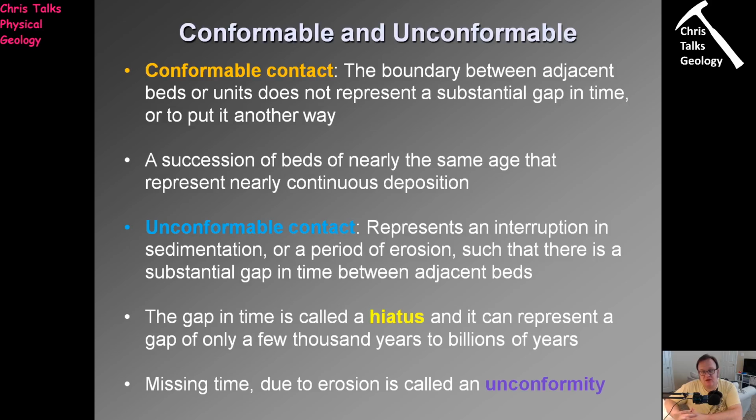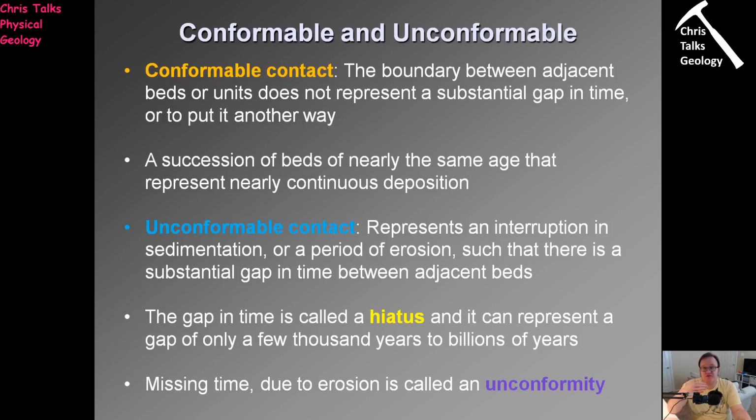Now we have to have a quick think about what conformable and unconformable mean. A conformable sequence of rocks simply says the boundary between adjacent beds or units does not represent a substantial gap in time. Or to put it another way, a succession of beds of nearly the same age that represent nearly continuous deposition.